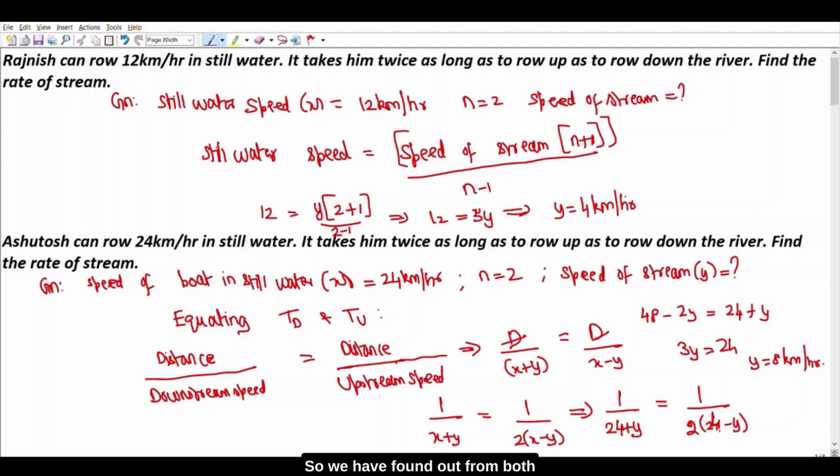So, we have found out from both the questions the speed of the stream. In case if speed of the stream is given and speed of the boat in still water was asked to be found, we can use the same formula and interchange the known quantities.